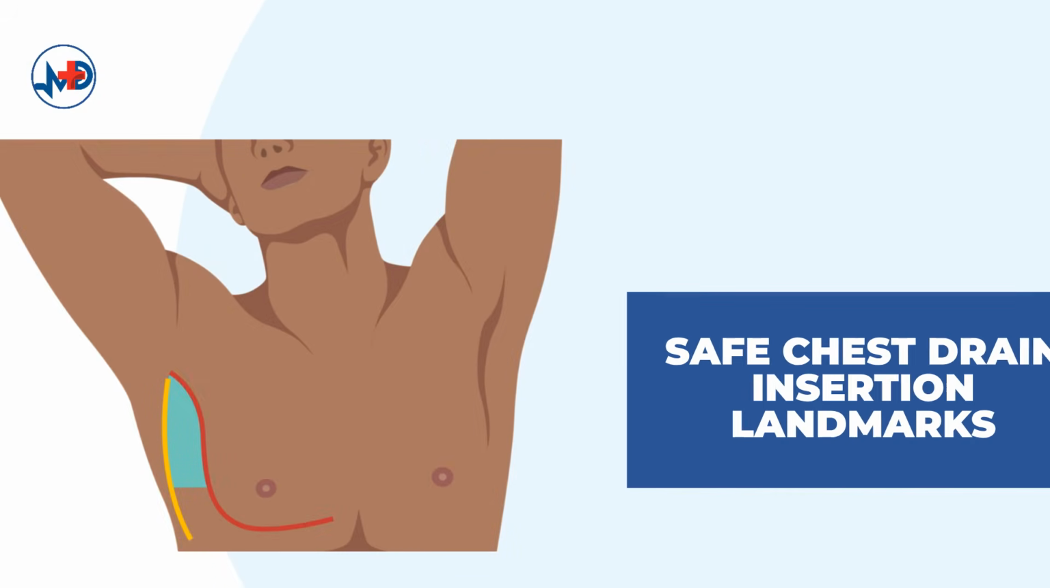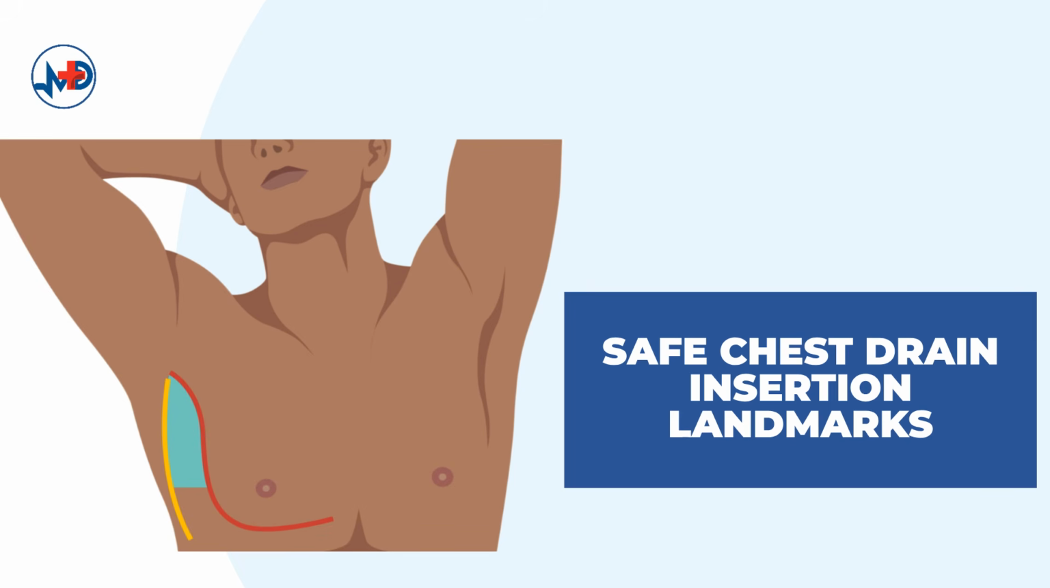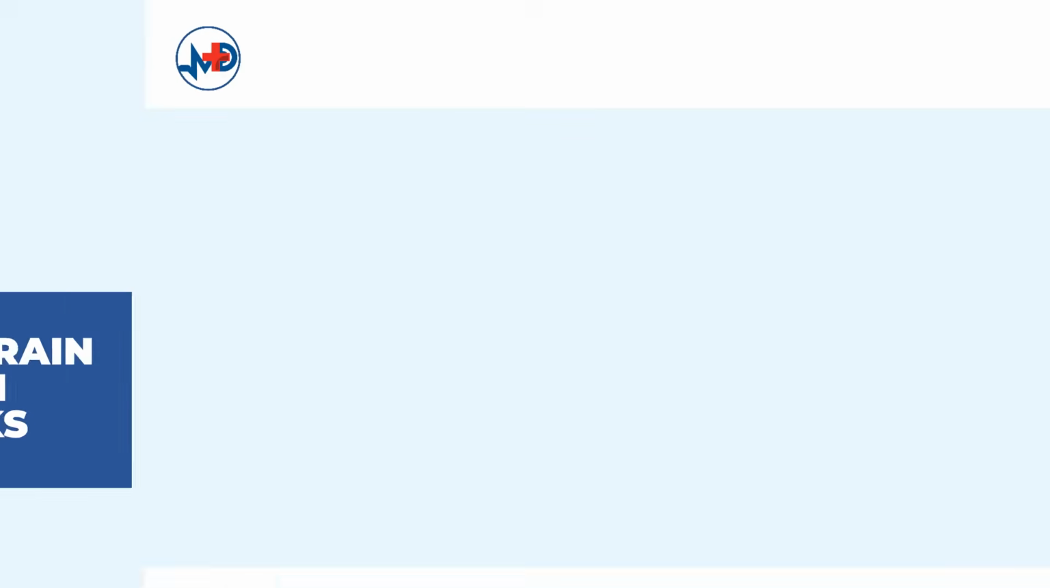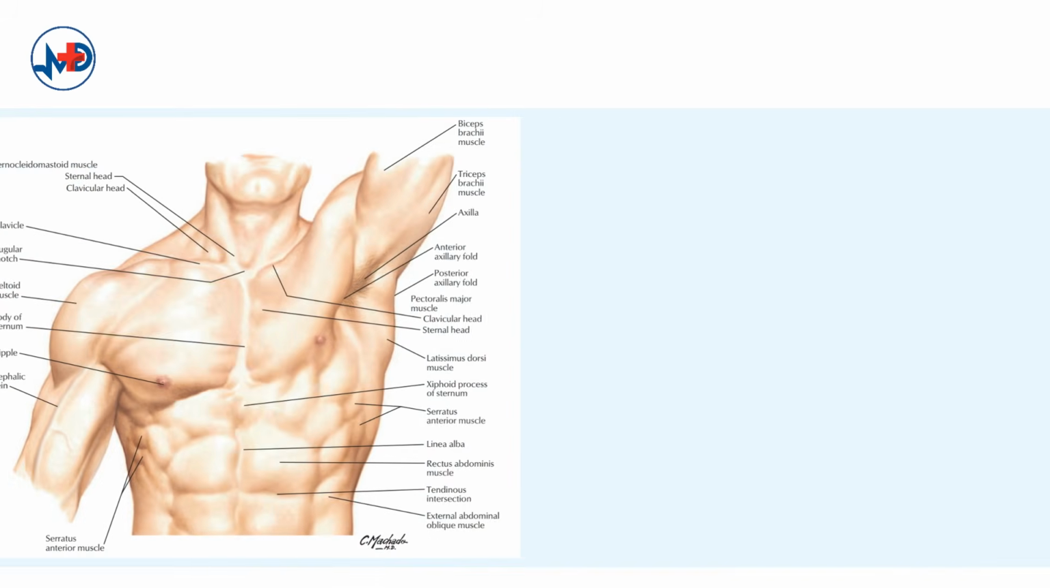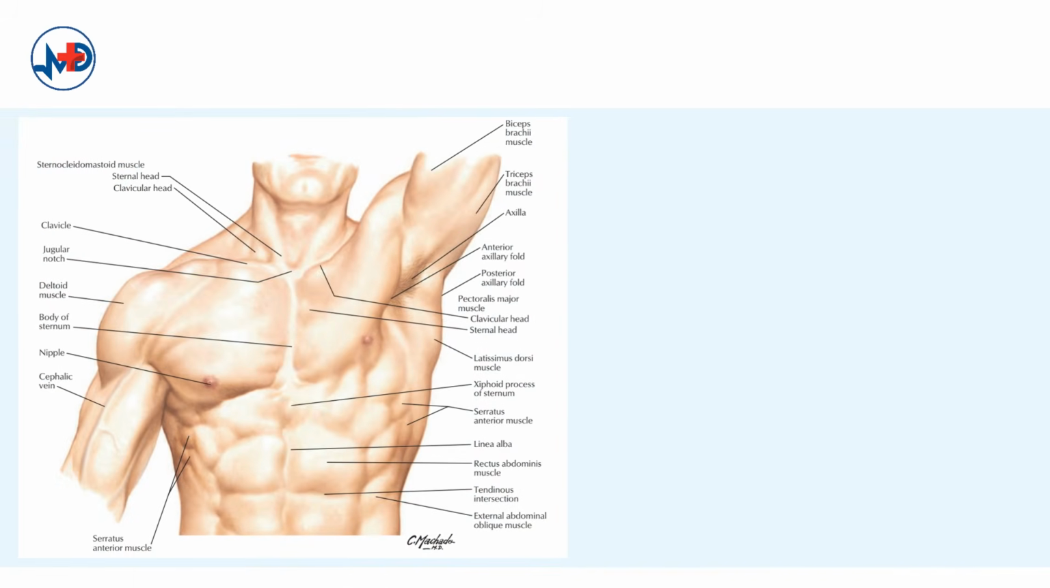Next up, the final topic of this module, we will be discussing the safe insertion landmarks for chest drain. While not directly about breast anatomy itself, understanding the anatomy of the chest wall, which is in close proximity, is vital for procedures like chest drain insertion. Chest drain is a common emergency procedure. Knowing safety landmarks is crucial to avoid iatrogenic injury. The triangle of safety is the recommended anatomical region for this.